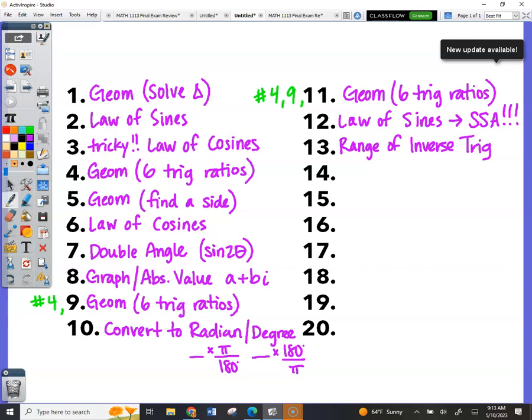Number 14. Write the complex number in trig form. That is from the test yesterday. No, you don't get a half sheet for the final because, yes.